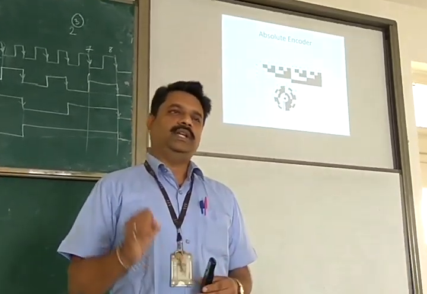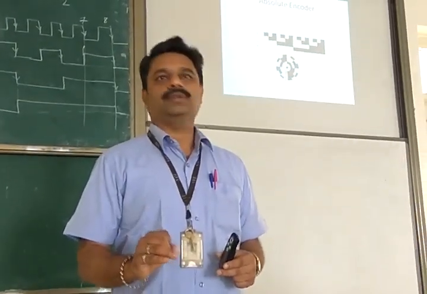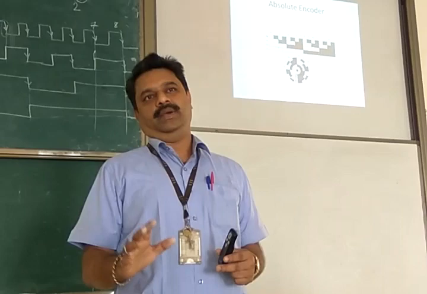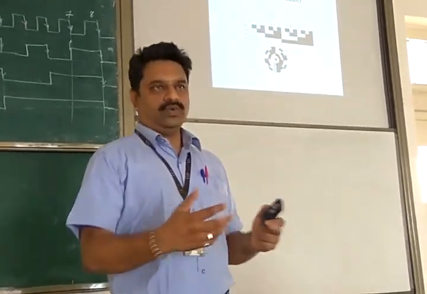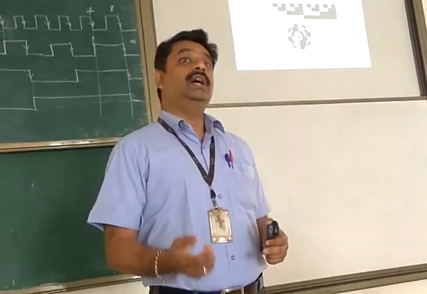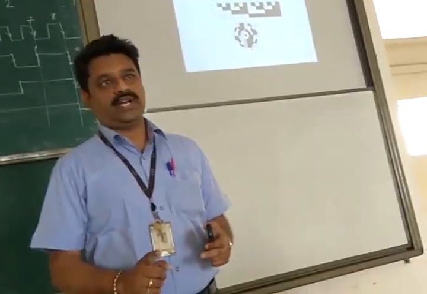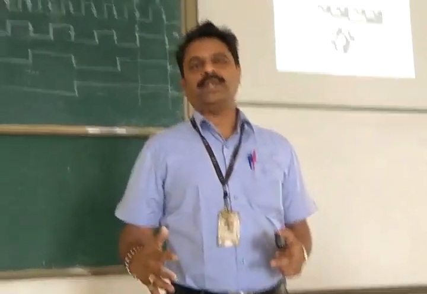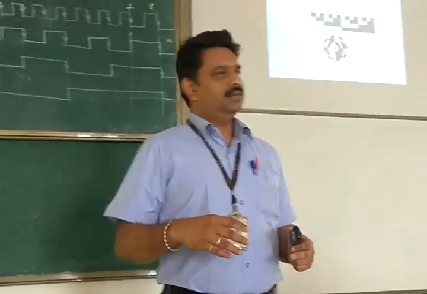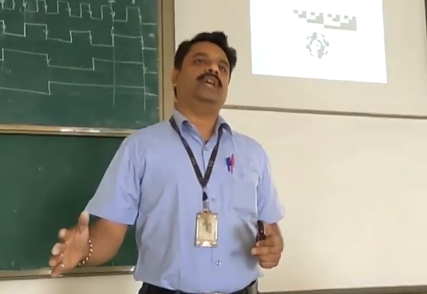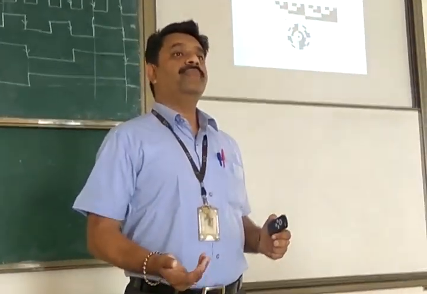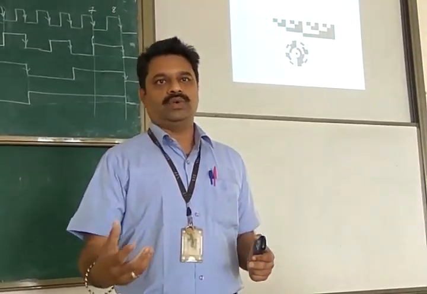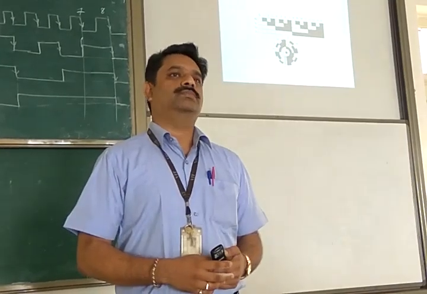So we discussed what is meant by an encoder. There are four types: linear incremental, linear absolute, rotary incremental, rotary absolute. Incremental encoders use a counter, count the pulses, and then reduce. There is only one light source and one photo detector. For an absolute encoder, we have not used counters, but we have multiple light sources and multiple photo diodes or photo cells, whatever. That's all for the day.